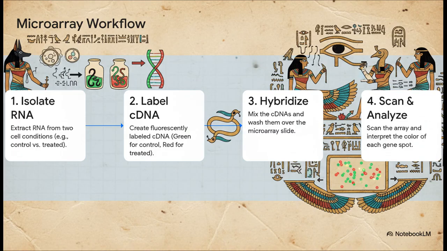So you take your control cells, let's say cells grown without any serum, and you make cDNA that you label green. Then you take your experimental cells, the ones you treated with serum, and you make cDNA from them that you label red. You mix them both together, and you wash that mix over a special slide that has tiny bits of DNA from thousands of different genes stuck to it.